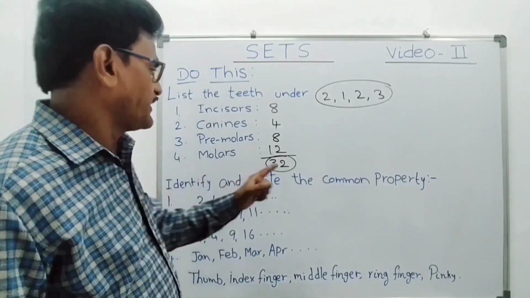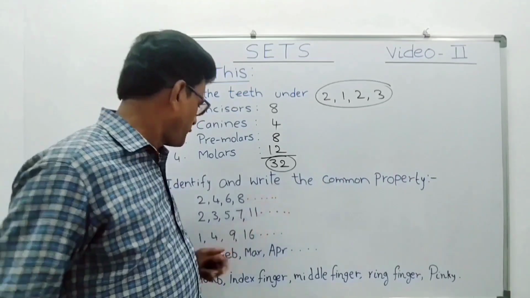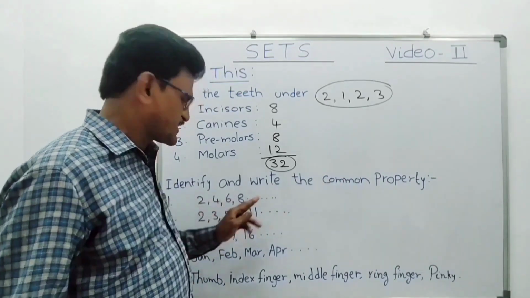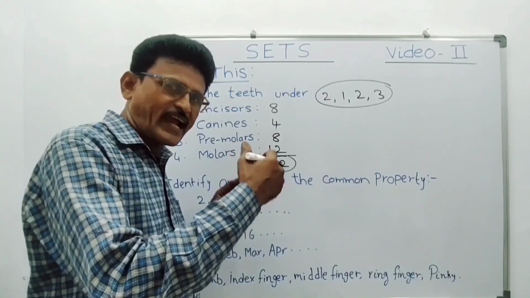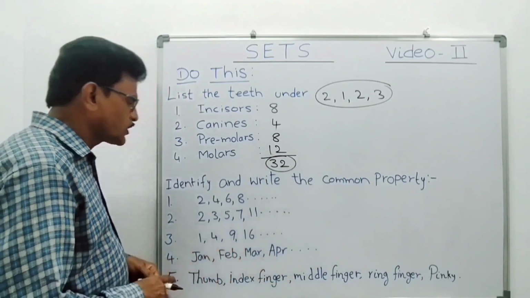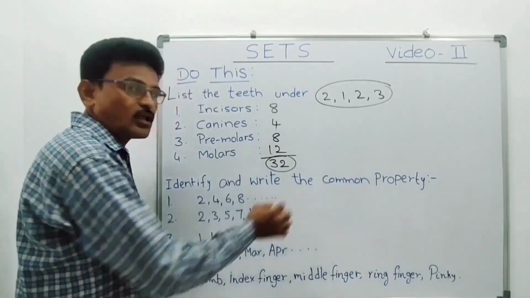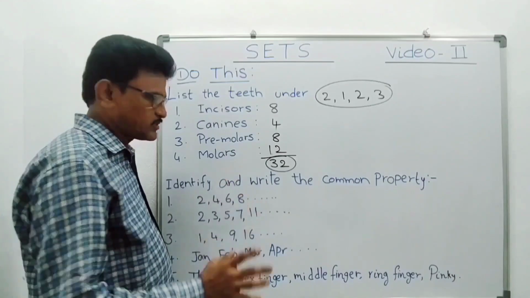Now identify and write the common property. Next do this problem. What is the common property in the following? 2, 4, 6, 8, and so on. 2, 4, 6, 8, 10, 12 means they are even numbers from natural numbers. That's the common property. So what can we write here? 2, 4, 6, 8, and so on. These are even natural numbers. That is the answer.